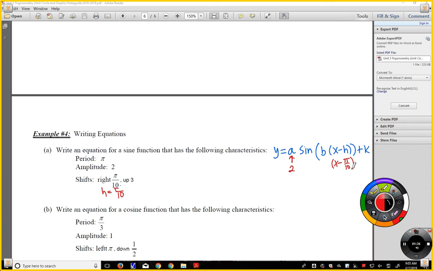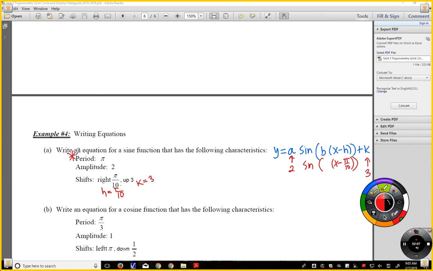What else can we plug in there from the shifts? Well, good. The up 3 tells me k is a positive 3. So after all of this sine stuff is done, my k is going to be a positive 3. Most of that stuff's pretty straightforward, right? If you recognize that amplitude is the a value and you've done your work with your h's and k's, those things won't be that difficult. This will be the most difficult thing for us.